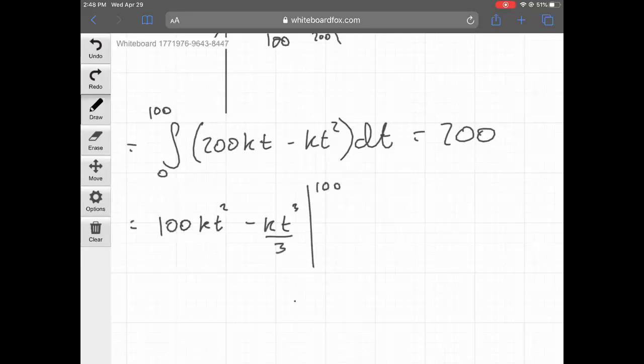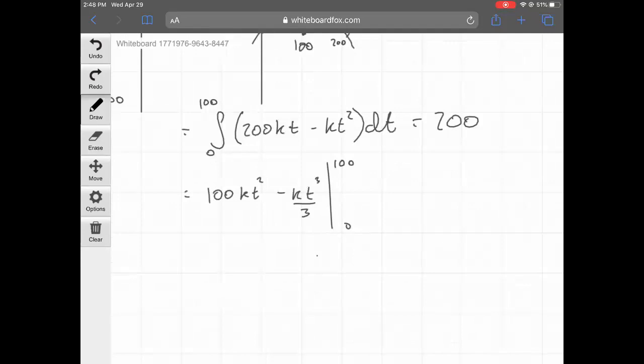Evaluated from 100 to 0. Well, when I plug in 0, I'm going to get 0. So I really just need to evaluate this at 100. So this is going to be 100 cubed times k minus 100 cubed over 3 times k.